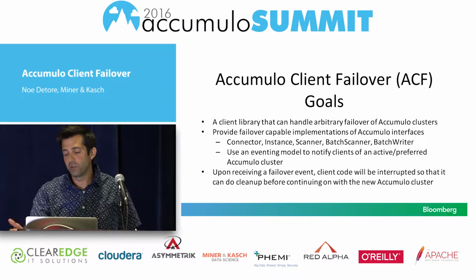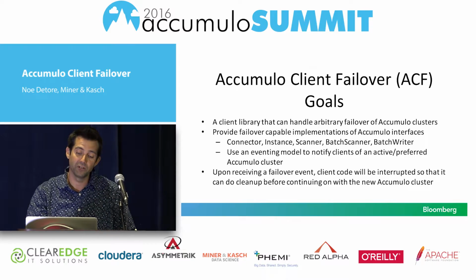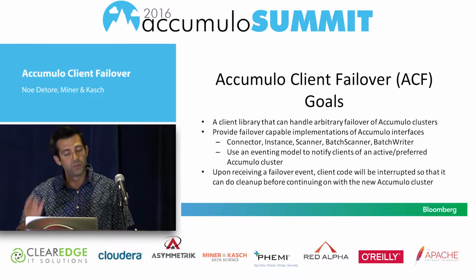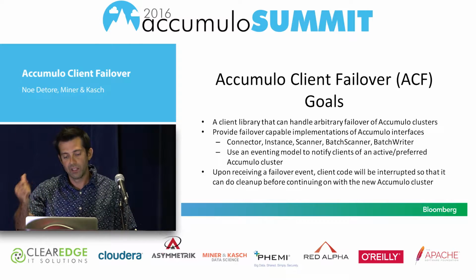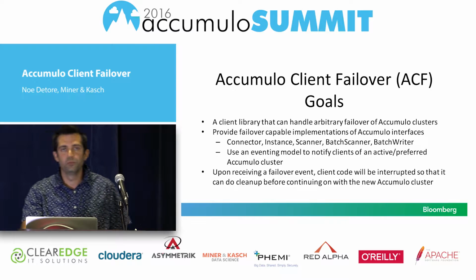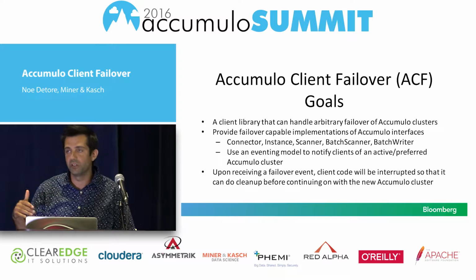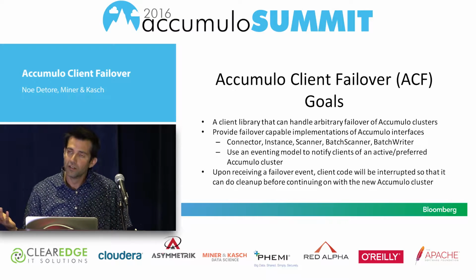With those problems presented, we had some goals in coming up with the Accumulo Client Failover API. Some of those goals were, obviously, to have an arbitrary failover, so that for whatever particular reason, we can automatically and seamlessly fail over to a particular data center.